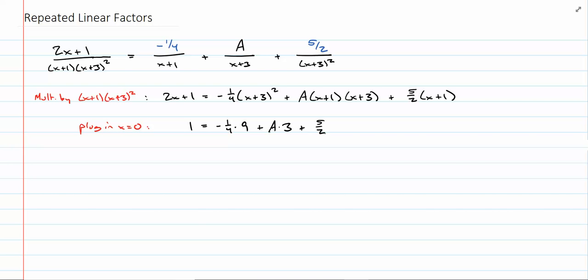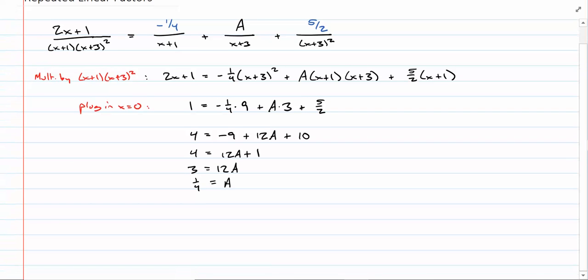One thing you could do to get rid of those fractions, I could multiply both sides by 4. If I multiply both sides by 4, I'd have 4 equals negative 9 plus 12A plus 10. So 4 is 12A plus 1. If I subtract 1 from both sides, 3 is 12A. So A is 3 over 12, otherwise known as 1/4. So a little bit more work to figure out what the numerator is in that case, but we found it.